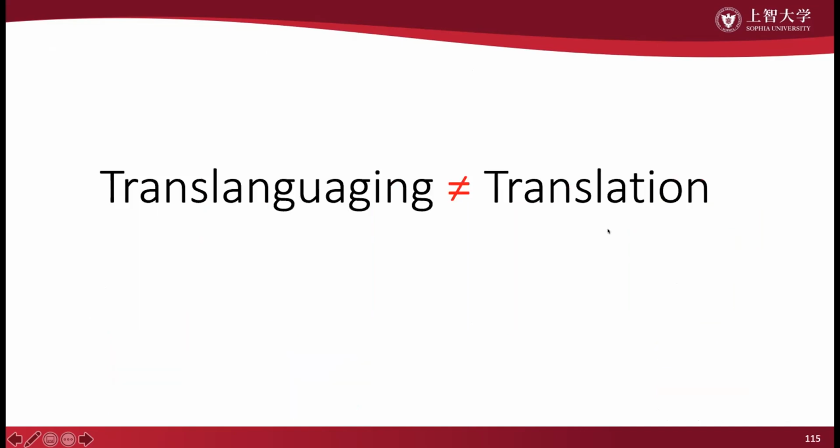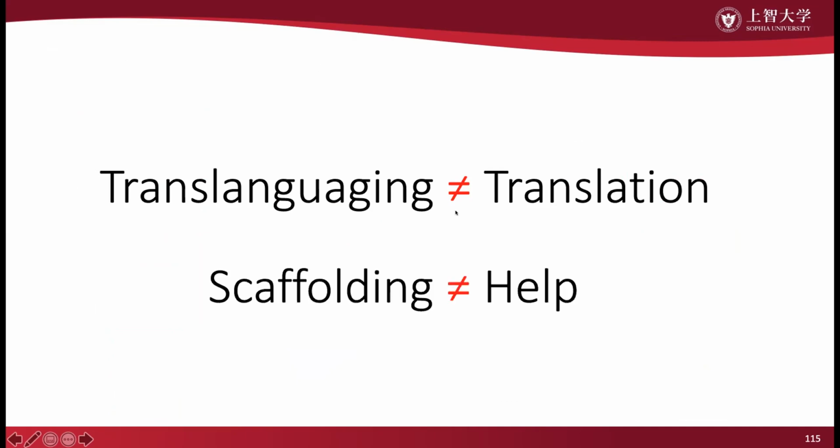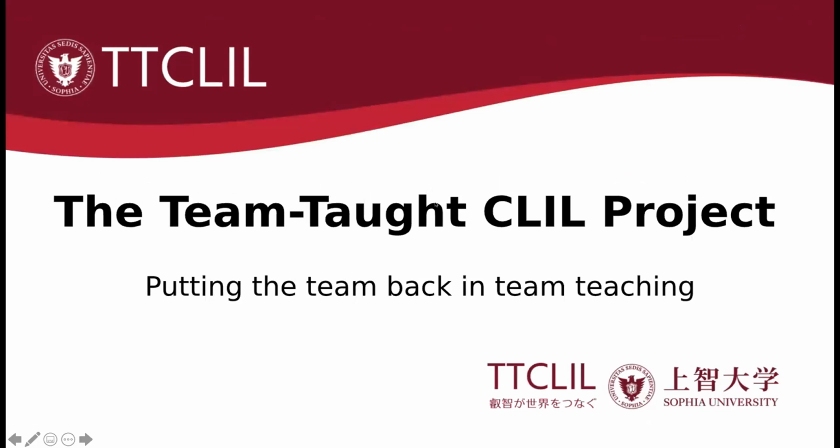So as a final note, I want to reiterate that translanguaging is not simply translation. It should be done intentionally and strategically to maximize the students' learning. And similarly, scaffolding is not the same as help, right? The end goal should be student autonomy, and scaffolding should decrease or disappear once students are able to do it on their own. So that concludes this session.